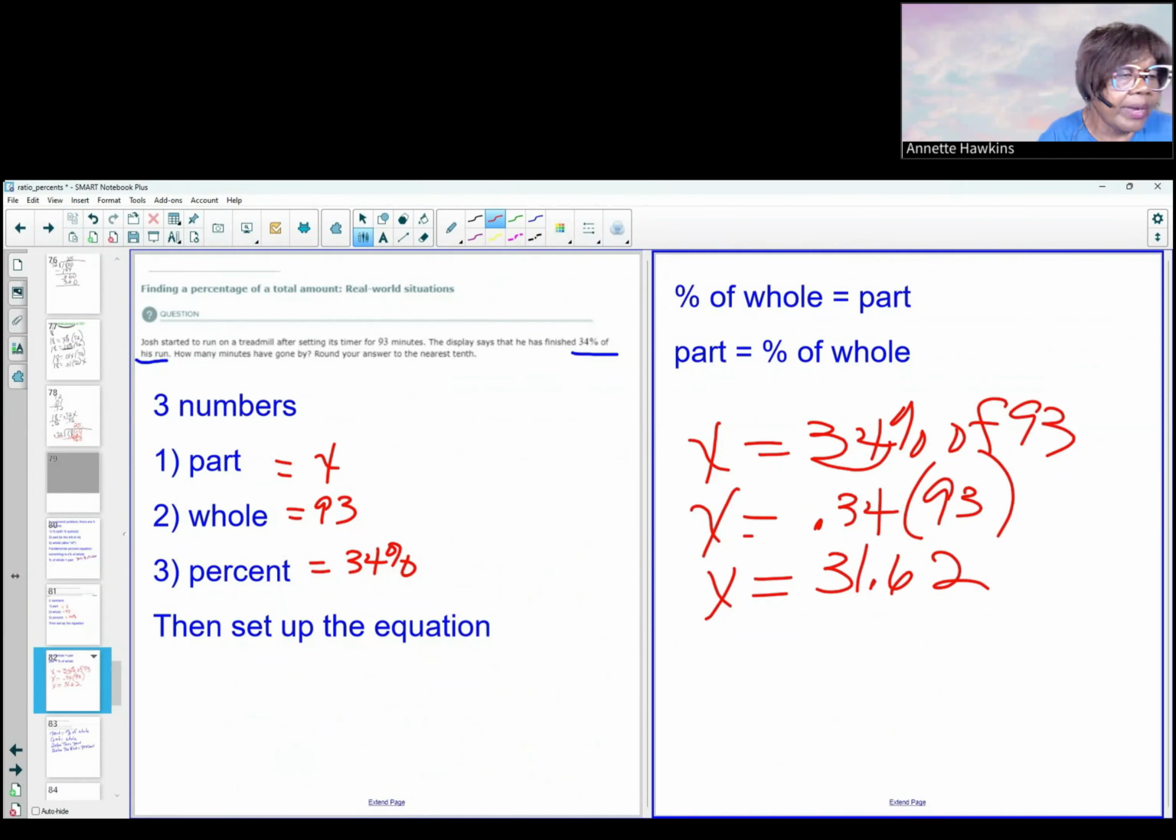And we're told to round to the nearest tenth. So this is the tenths place. We look to the right. It is not 5 or more, so it stays the same. So he ran 31.6 minutes.